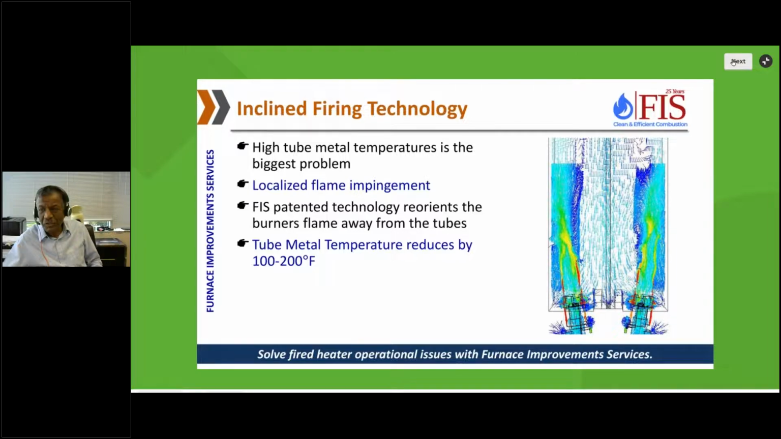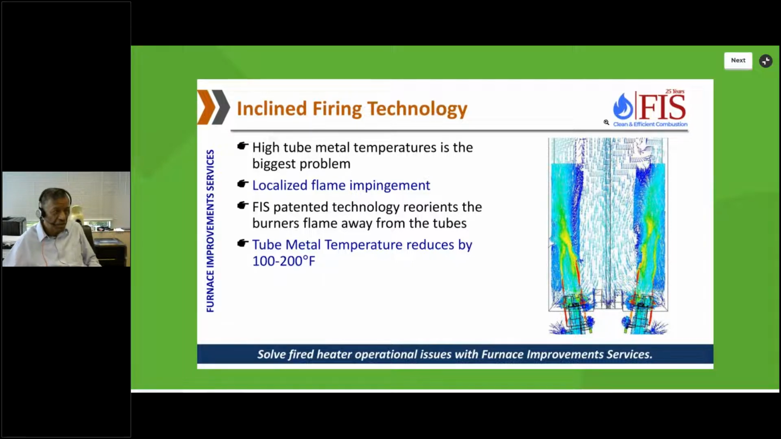So I just want to give you a little brief about our inclined firing technology. Our inclined firing technology is very simple. It is based on diverting the flames away from the tubes. And our CFD group did this modeling of a small cracking furnace. What we have seen is, we are able to lower the temperature by 50 degrees to 100 degrees in cracking heaters, and you can see the CFD model over here.